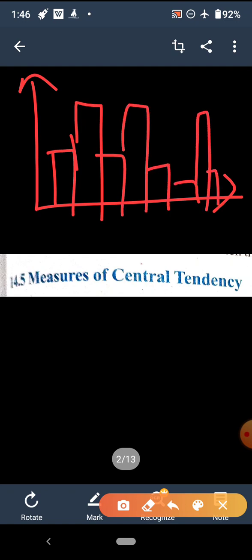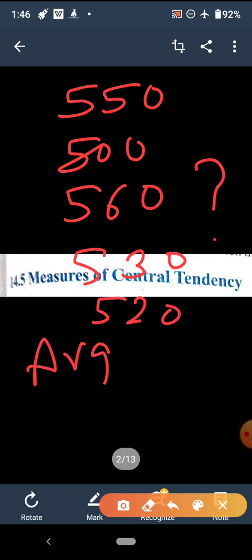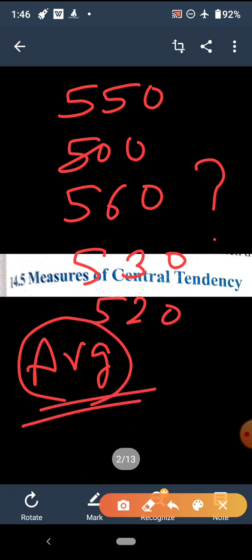If any person is watching this data, maybe some idea can be concluded, but for central tendency, suppose there are 5 workers in a factory: one is getting 550 salary, one is getting 500, one is getting 560, one is getting 530, one is getting 500. So what is the use of this data? Nothing. Normally a person is interested in understanding the average. Every person talks about the average.